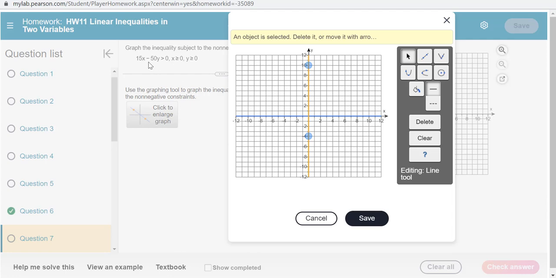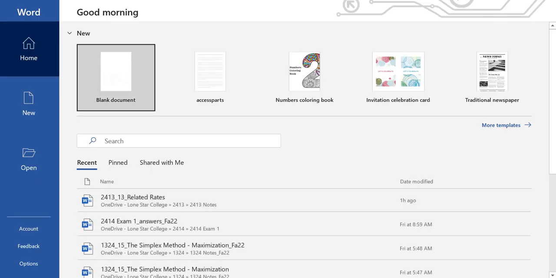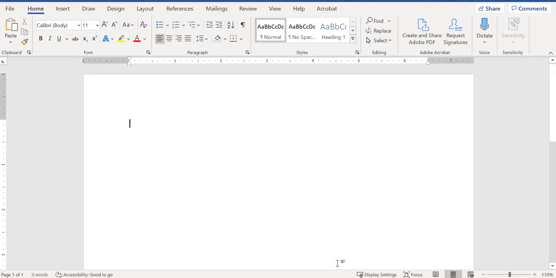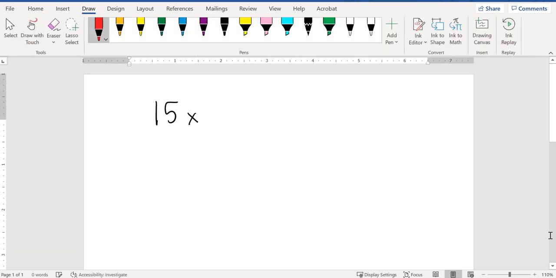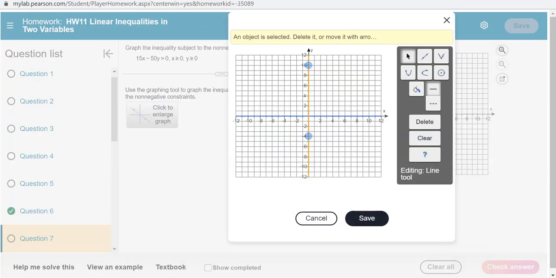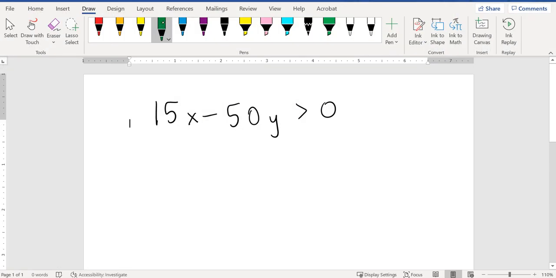Now for 15x minus 50y, I'm going to go grab a Word document so I can write real quick. And what was it again? 15x minus 50y. Is it greater than 0? Yes. Okay. So I'm going to solve that as an equation. I'm going to move the 15x to the other side, so I get negative 50y equals negative 15x. Dividing both sides by negative 50.